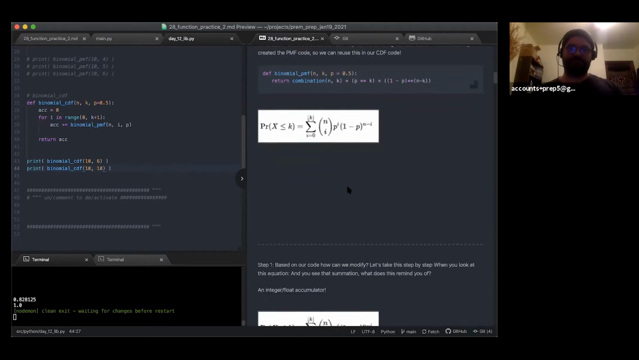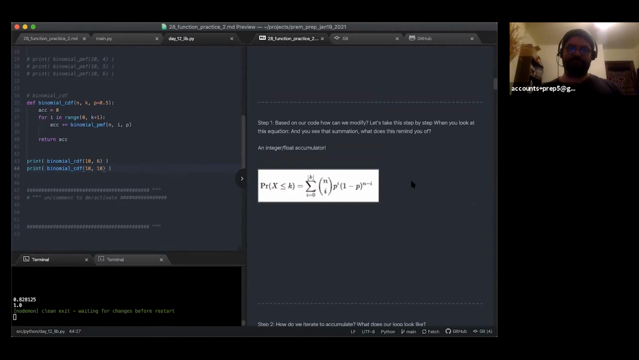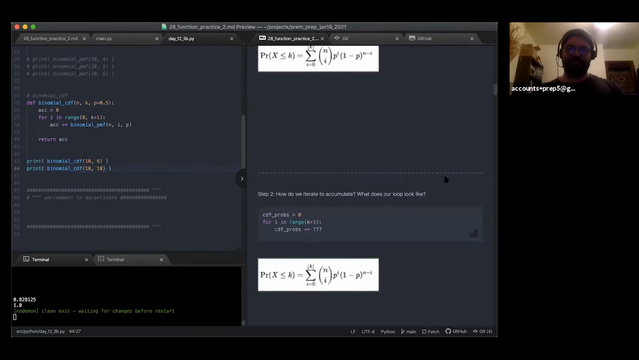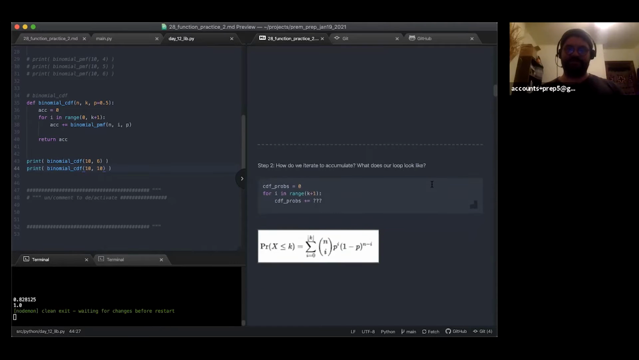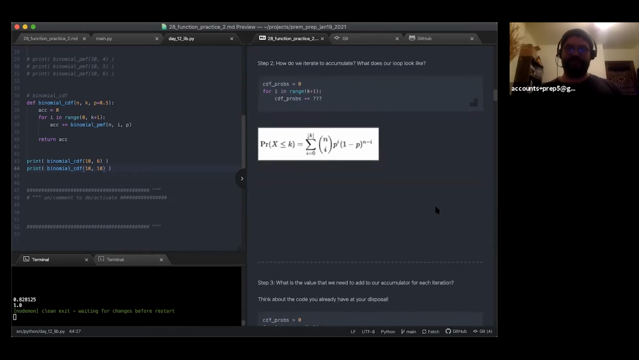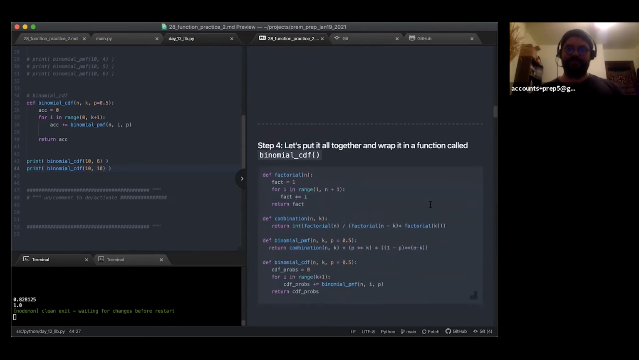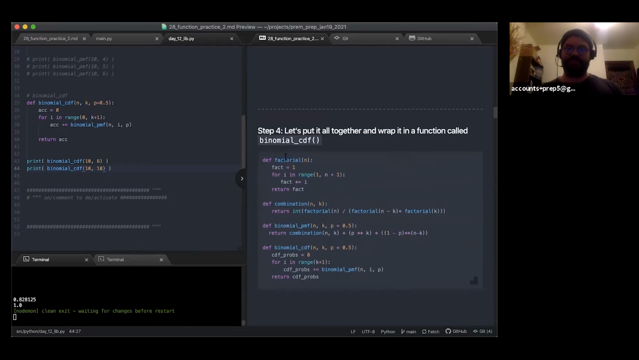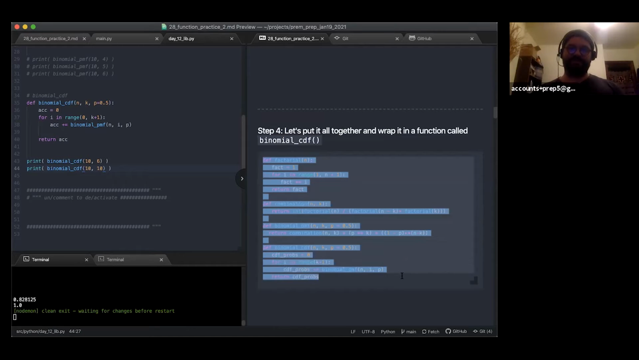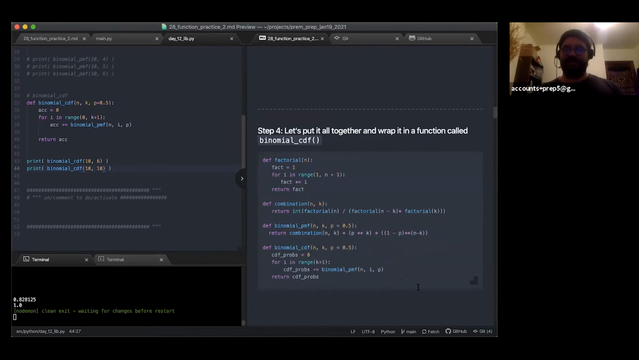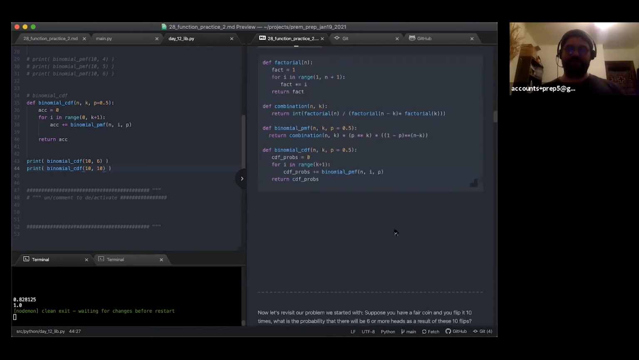All right. I'm just going to scan through this real quick. This is talking about the CDF code. Cool, and let's look at the code they wound up with here. So factorial, combinations, PMF, CDF. Yeah, this is exactly the same as what we did.